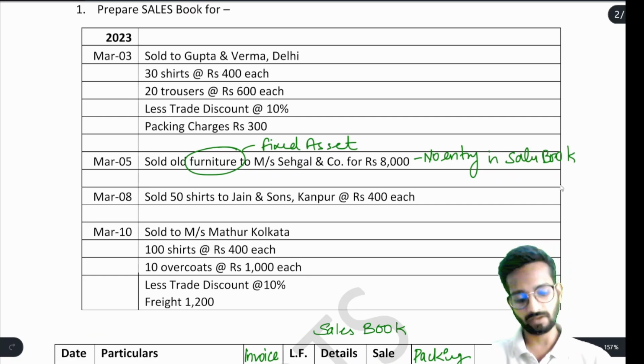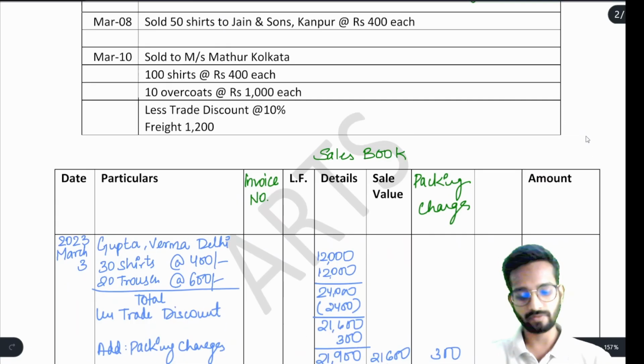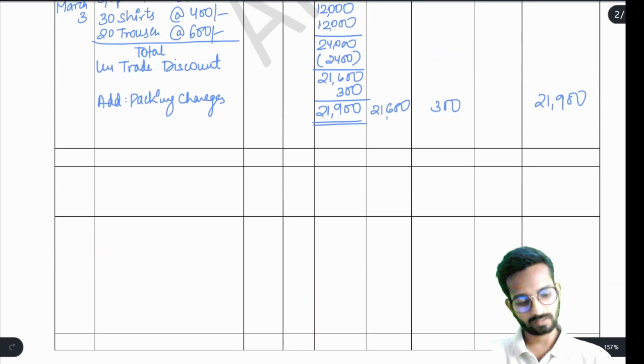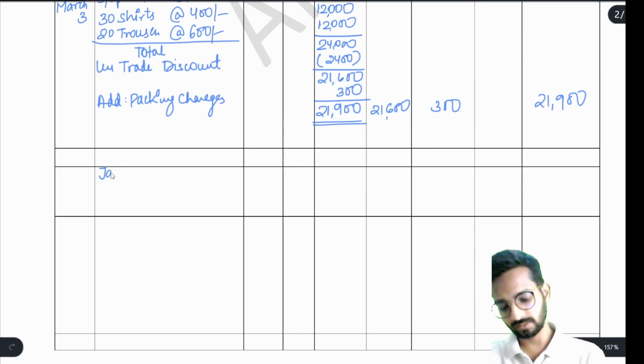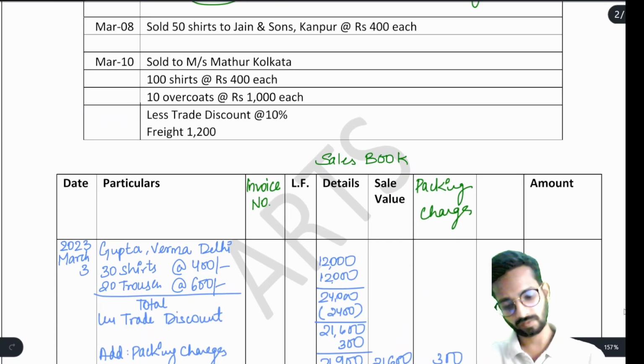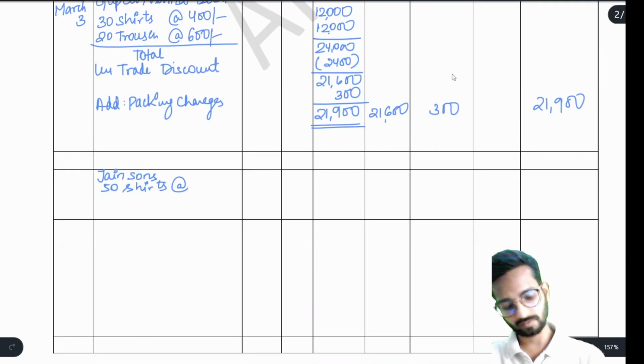The next question we have is March 8 sold 50 shirts to Jain and Sons Kanpur at rupees 400 each. So Jain and Sons, 50 shirts at rupees 400 each.